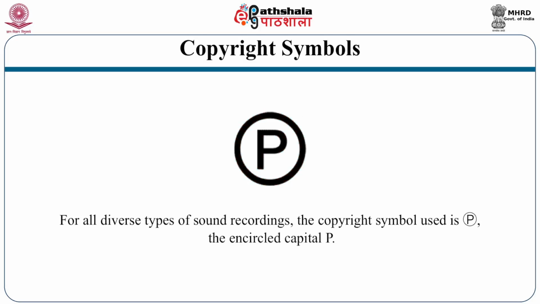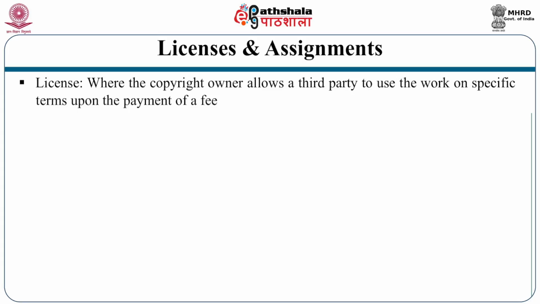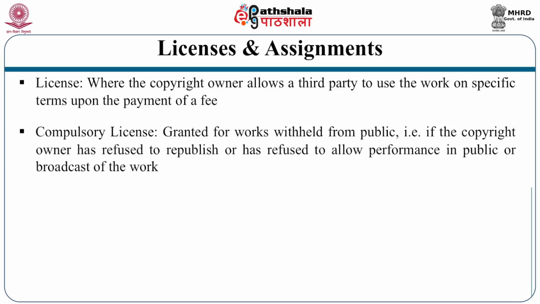The other terminologies we should be aware of, which are very important, are licenses and agreements. A license is an agreement where the copyright owner retains the rights but allows a third party to use his work on specific terms or for a specific purpose or for a specific period of time or a specific region, and this is done on the payment of a fee. A compulsory license is granted by a competent authority.